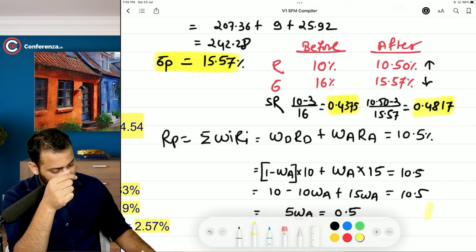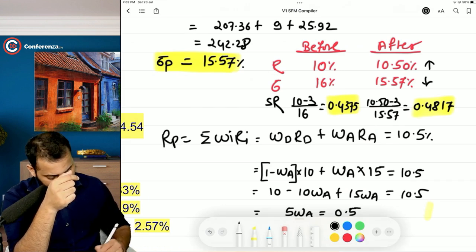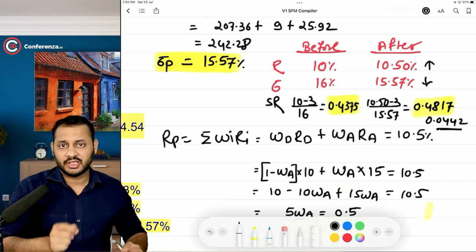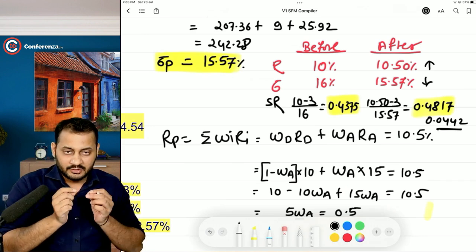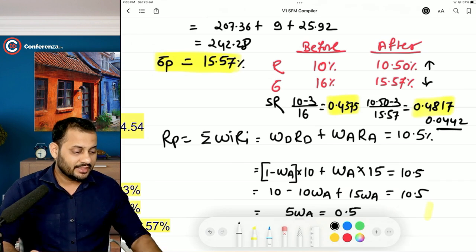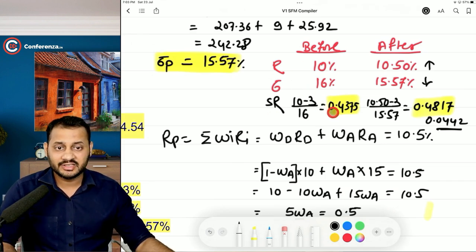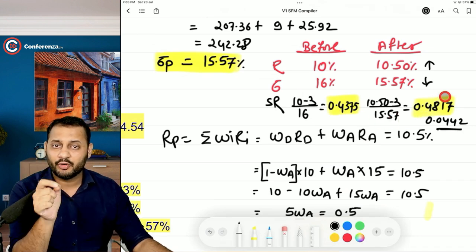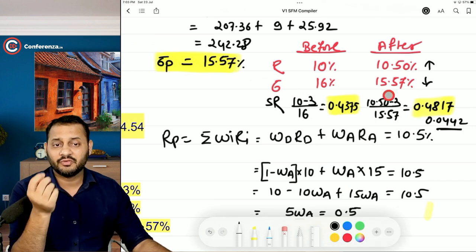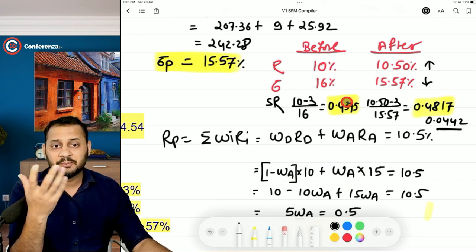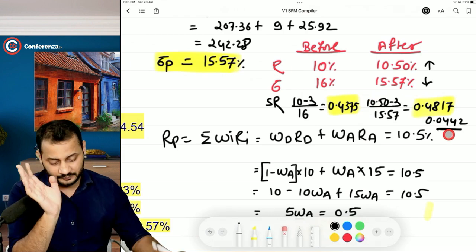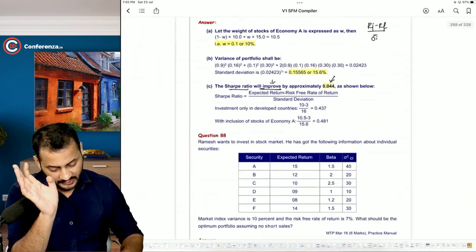How much? It is an increase of 0.04442. By this much your Sharpe ratio has increased. That means for every one standard deviation, earlier you were getting this much of the premium. Now for every one standard deviation you are getting 0.48 as the premium. That means for every standard deviation the premium itself has increased by 0.04, and that's how you are getting compensated.